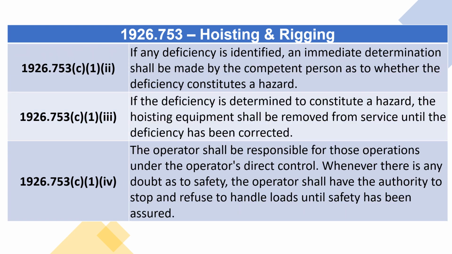1926.753(c)(1)(ii) If any deficiency is identified, an immediate determination shall be made by the competent person as to whether the deficiency constitutes a hazard. 1926.753(c)(1)(iii) If the deficiency is determined to constitute a hazard, the hoisting equipment shall be removed from service until the deficiency has been corrected. 1926.753(c)(1)(iv) The operator shall be responsible for those operations under the operator's direct control. Whenever there is any doubt as to safety, the operator shall have the authority to stop and refuse to handle loads until safety has been assured.